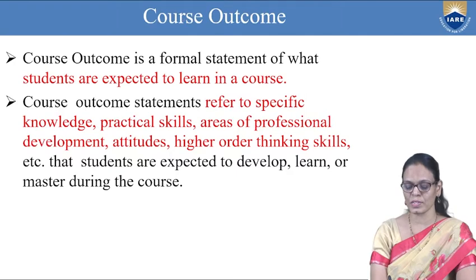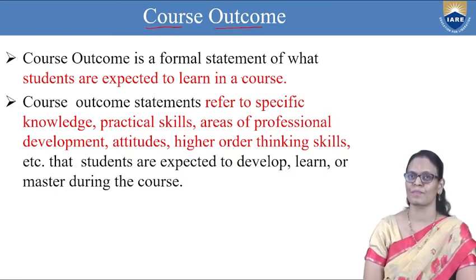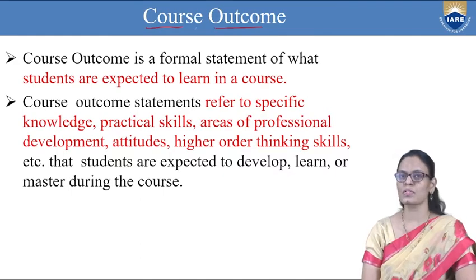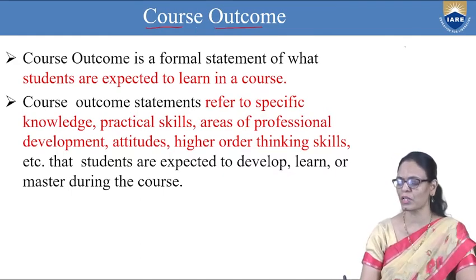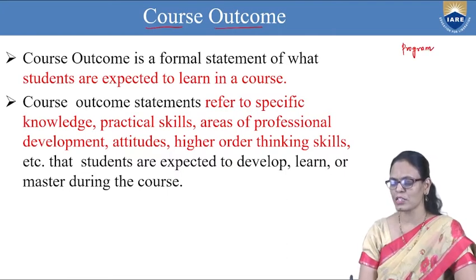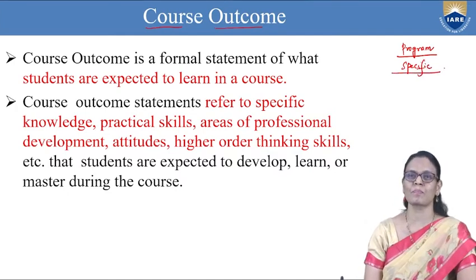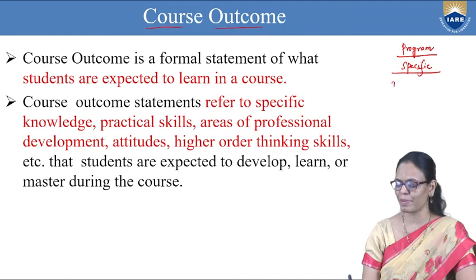Now coming to the course outcome. A course outcome is a formal statement of what the students are expected to learn in the course. So where does this course come from? Suppose I am talking about a program, and then we have a specific program. In a specific program, there are different levels. Suppose in engineering, we have first year BTech, second, third and fourth. It is a 4-year engineering course.